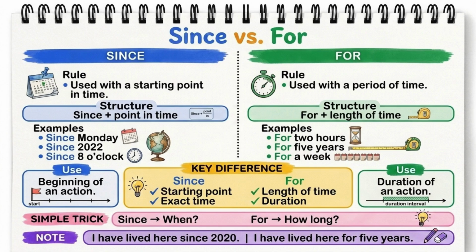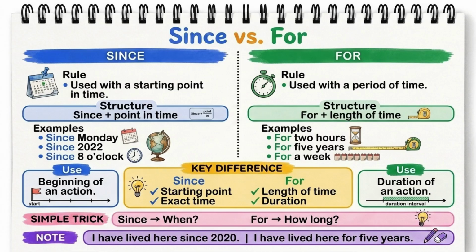Hello everyone. Welcome back. Today, we're going to learn the difference between since and for. These two words are very common in English, especially when we talk about time. They often appear with the present perfect tense, but they have different meanings.